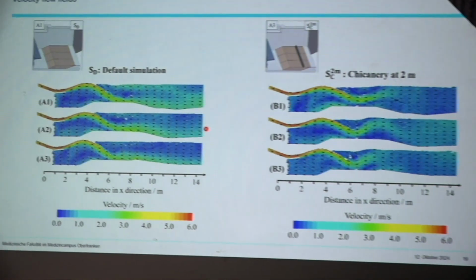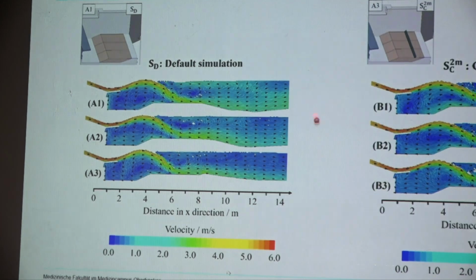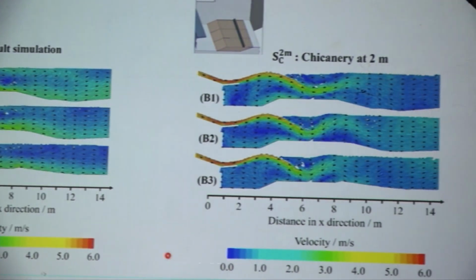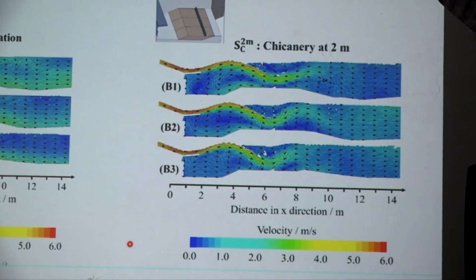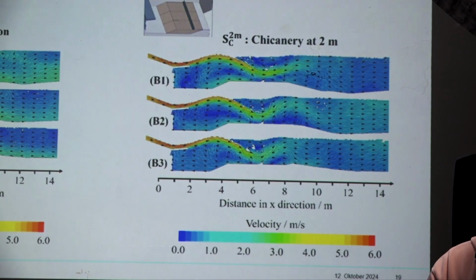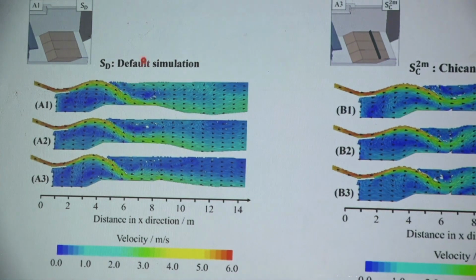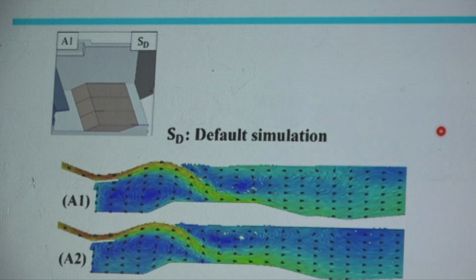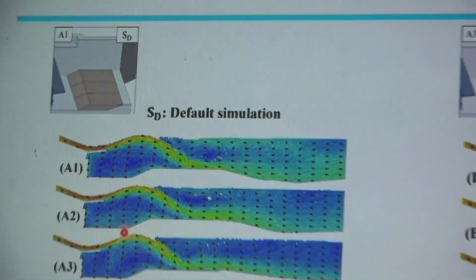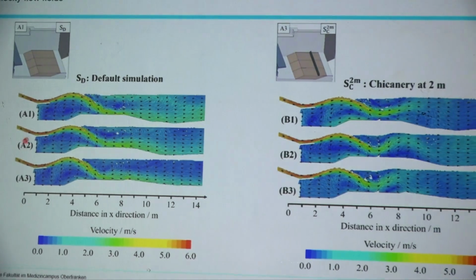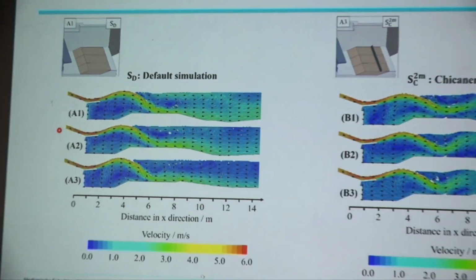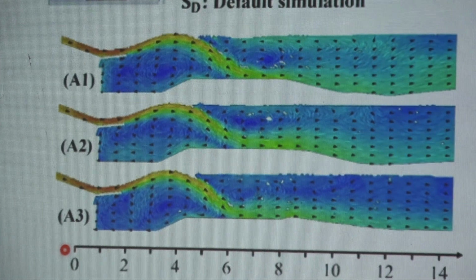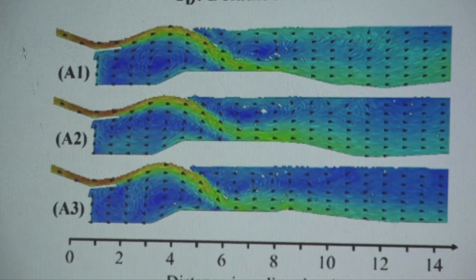Here we see the flow field of the default configuration on the left side, and the resulting flow field after installing a chicane at 2 meters. And the 3 images represent different slices along the width of the concrete channel, so here at 25, 50, and 75%. And the flow moves from left to right, so the kicker here redirects our wave. The colors indicate the velocity of the fluid, increasing from blue to red.